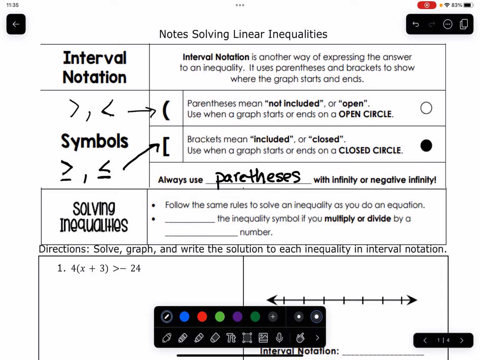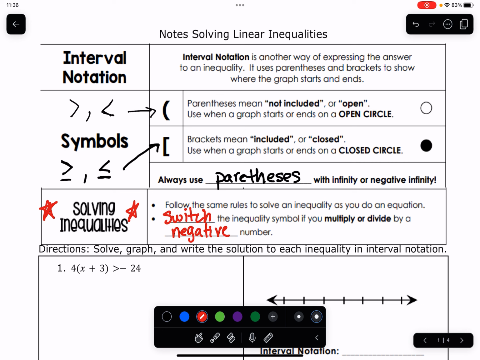And this is new. Only for inequalities, this is going to be really important here, that when we multiply or divide by a negative number, we have to switch the direction of the inequality if you end up multiplying or dividing by a negative number.